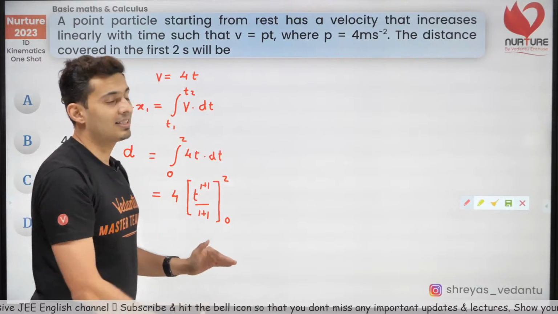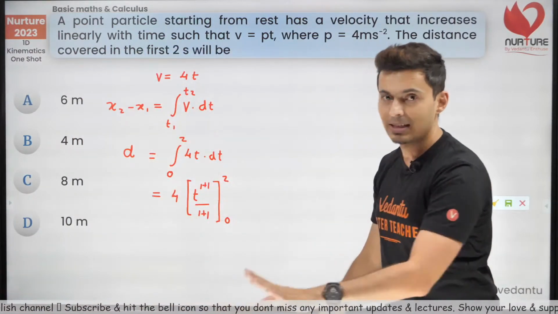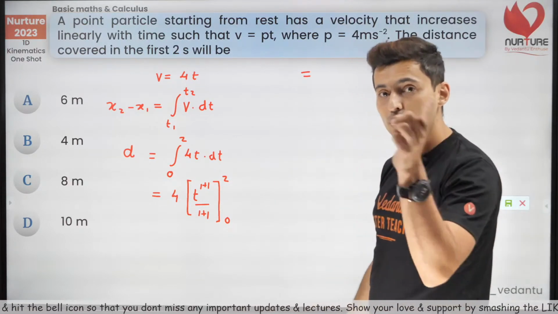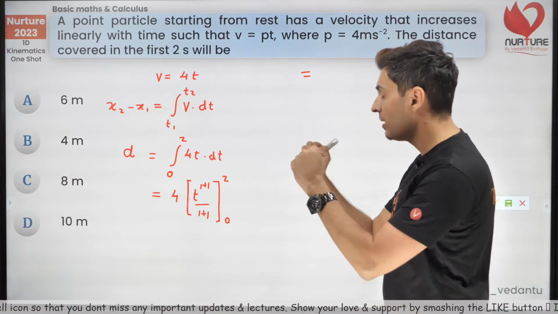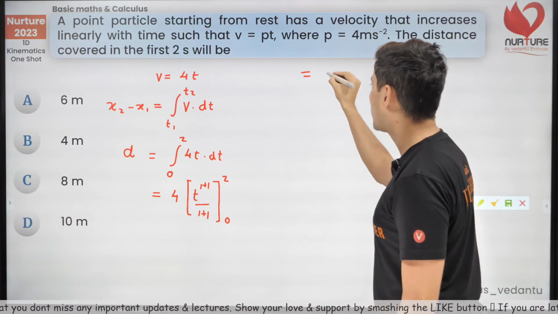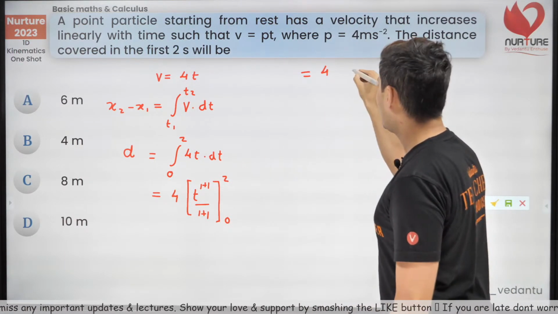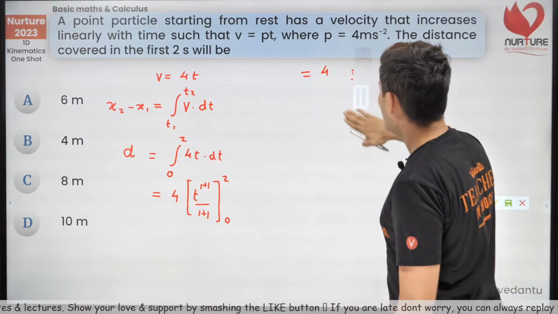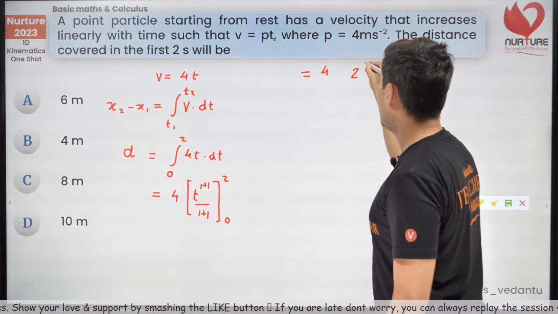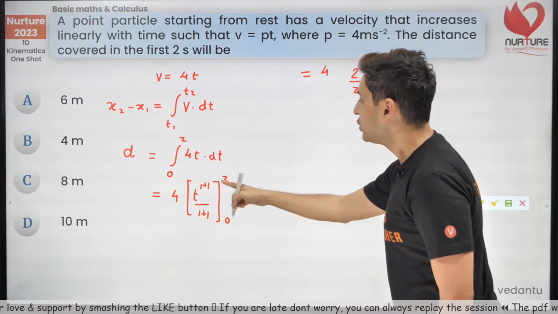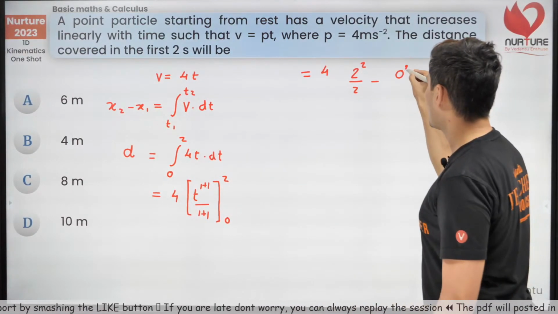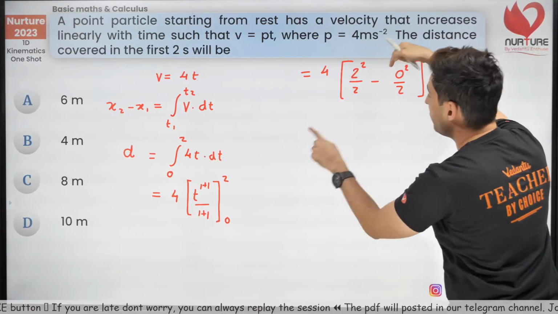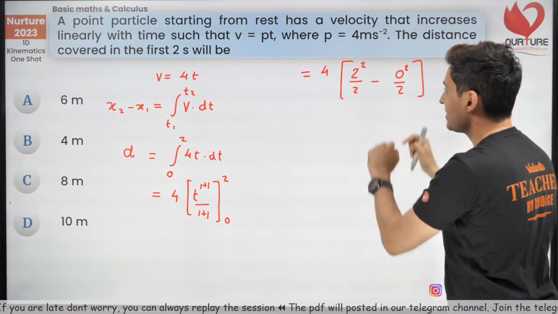I'm showing you all the steps. I can skip many of these steps, but just so that you understand, I'm writing down all of them. In the initial periods, you should also write down all these steps till you get a proper grip on this topic. So this will be 4 into t square by 2. Now in that t, you put 2 first, so it will be 2 square by 2, and then you put t as 0, so 0 square by 2. That's what you should write. You first substitute the upper limit, then substitute the lower limit, and then subtract them.